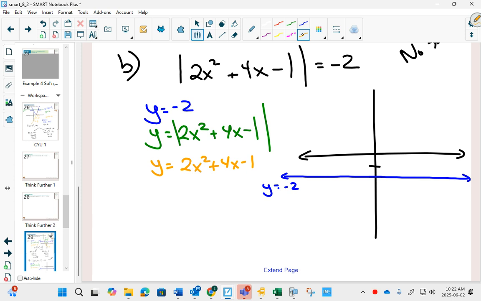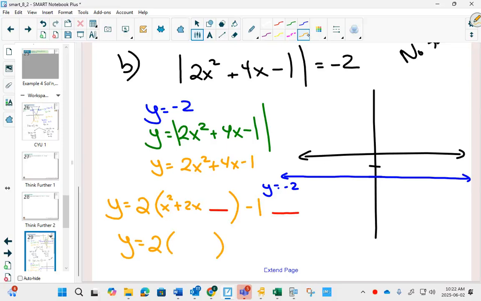Now my orange graph. Do you notice that your orange graph is not in vertex form? So we would have to, it's good review though, right? How much do you remember completing the square? So I'm going to change this to vertex form, which means I factor out the 2. I keep the minus 1. I factor out the 2 only out of the first two, x squared plus 2x. And then I leave a space. And the x squared plus 2x tells me it has to be x plus 1 squared.